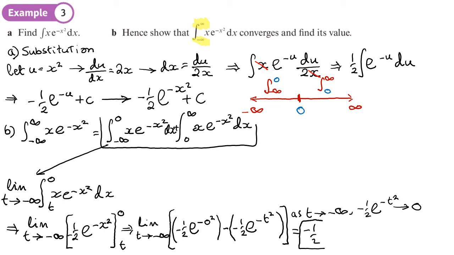Okay, so I'll put that in a box because we're only half done. The reason it becomes negative a half is because anything to the power of 0 is 1, so you've got negative a half. This all approaches 0, so we're just taking away 0. So the limit as t approaches negative infinity is going to be negative a half. We now need to do the same for this part here.